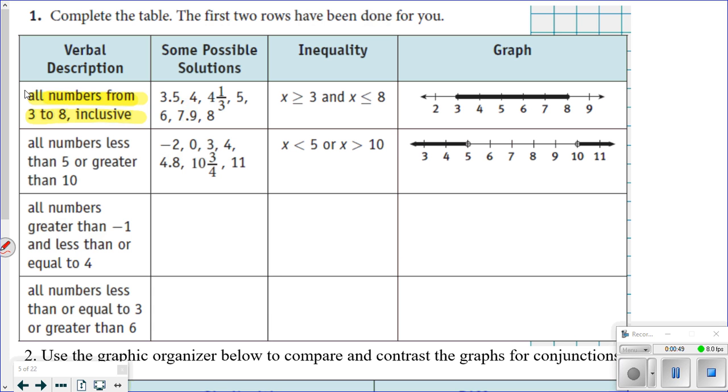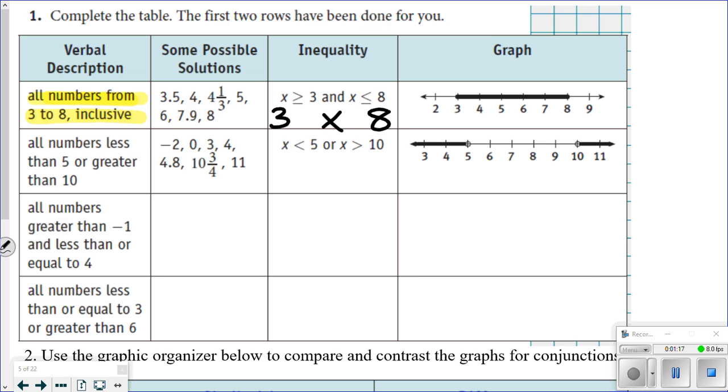So if I'm looking at how to write this as an inequality, I need x values greater than or equal to 3. And I also need those same x values to be less than or equal to 8. There's actually another way to write this. Let's think about my minimum or my lowest number is 3. My maximum or my highest number is 8. And I need all x values in between those two things.